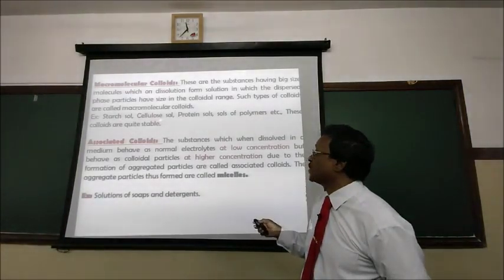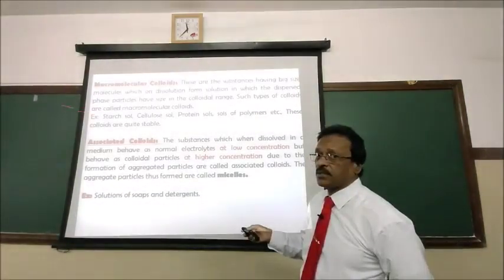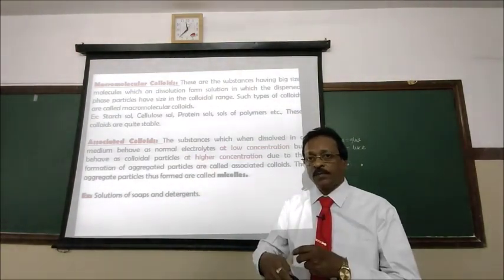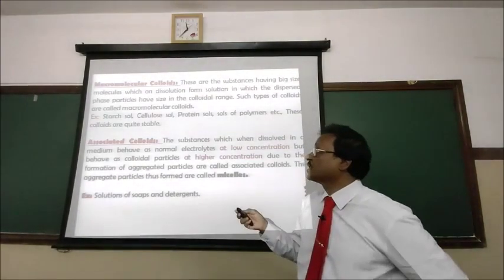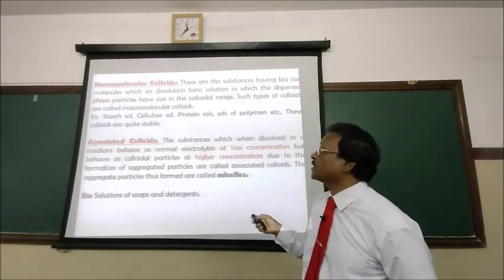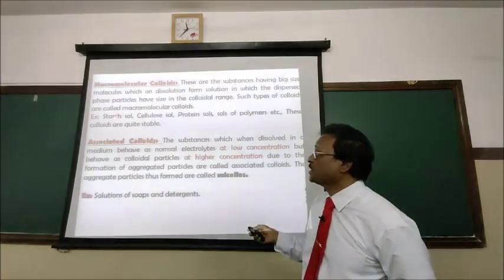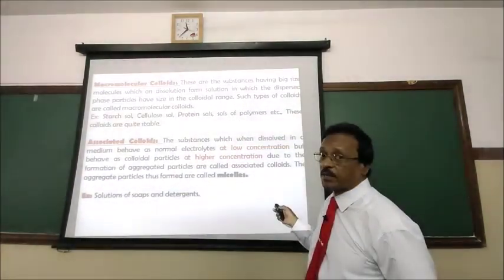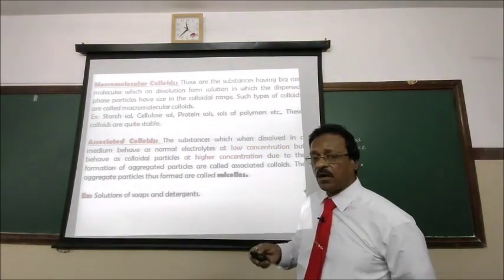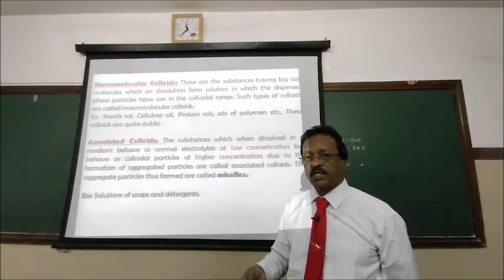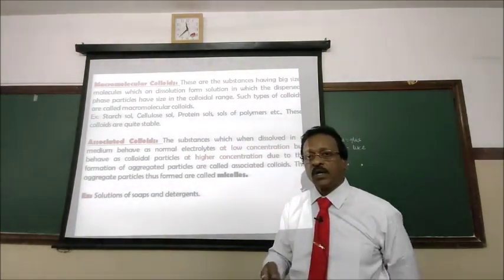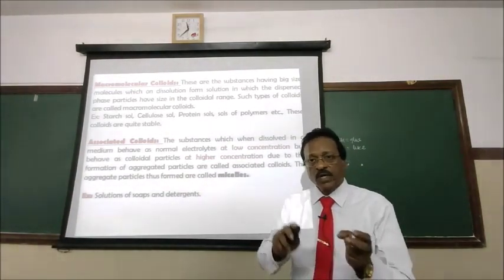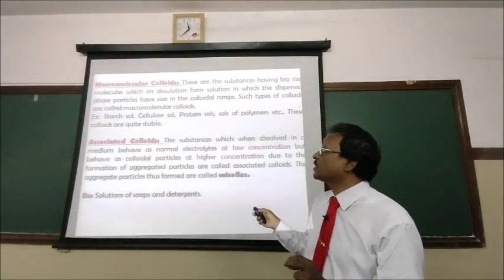Starch, cellulose, protein are big molecules, so they have a bigger size. When they are dispersed in water, the chain will be broken to form particles of the colloidal dimension, and such colloids are called macromolecular colloids. Look at the examples: starch is a macromolecule, cellulose is a macromolecule, protein is a macromolecule. Even the polymers are macromolecules, with a long polymer chain. When dispersed in the dispersion medium, the chain will be broken to attain the size of 1 to 1000 nanometer or 10 power minus 6 to minus 9 meter. So they are called macromolecular colloids.